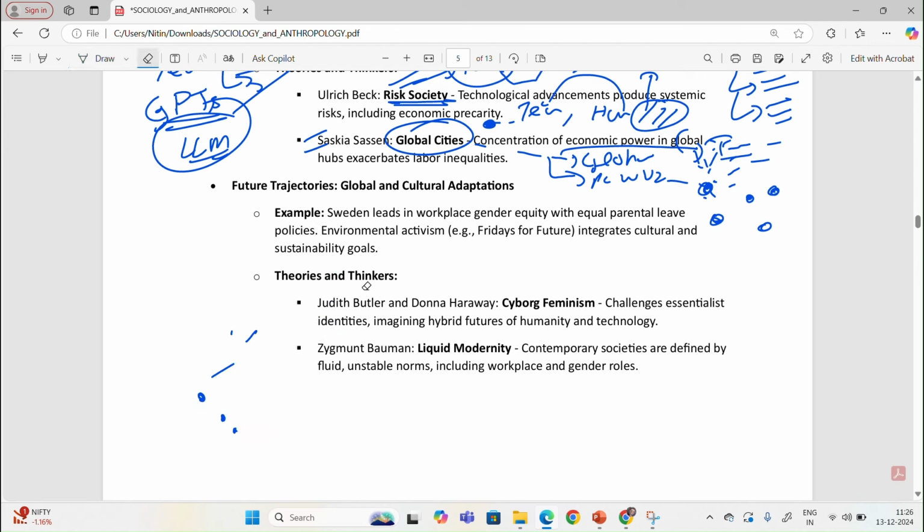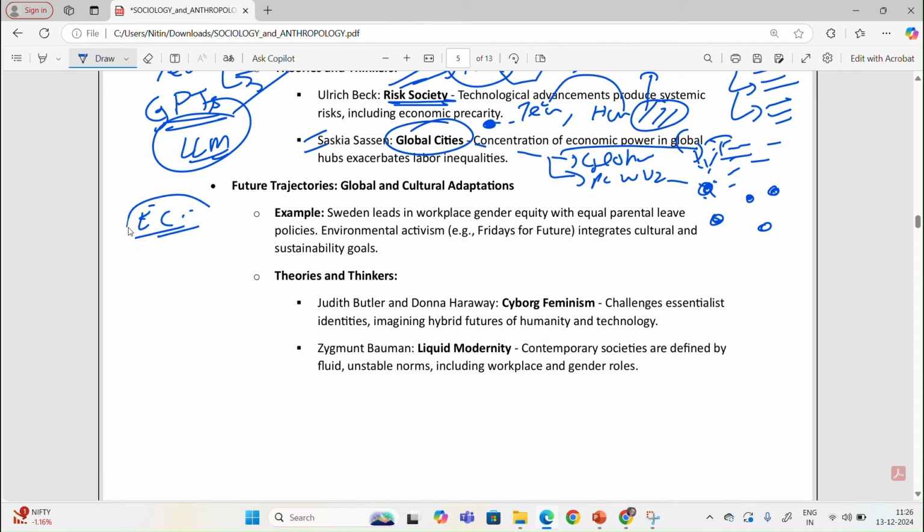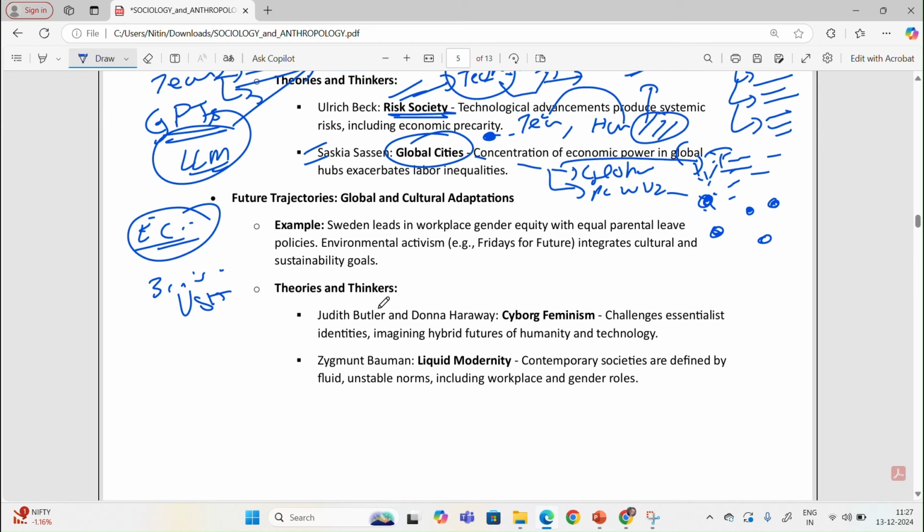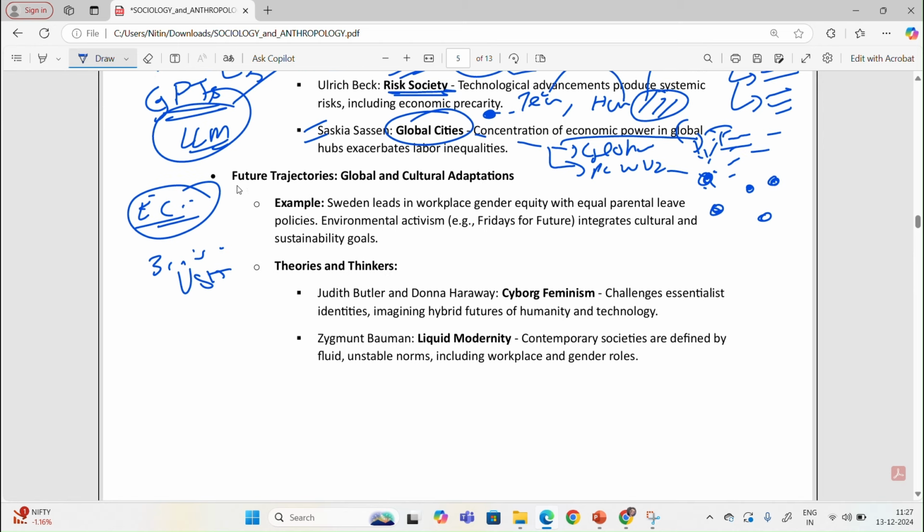So this is on a global level. The concept is that certain global cities have huge control. I was just reading one day that the economy of the whole of Africa is equivalent to just three cities of USA, the whole African continent. So things like that, concentration of economic power. Then we have future trajectories, meaning what can we do to solve the current problems, or what are the new initiatives that are being taken.